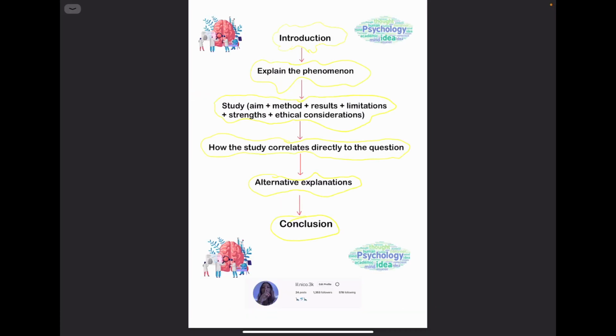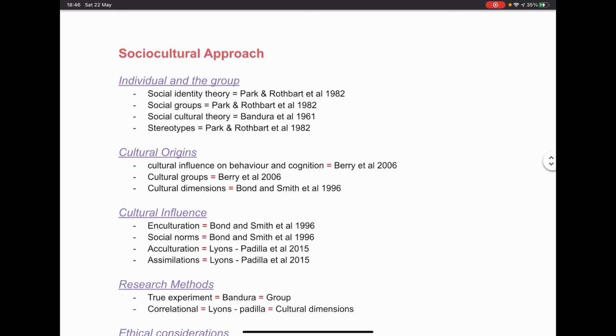Now that we were able to give an introduction, an explanation of the phenomenon, aka genetic similarities, we were able to give a study and how it connects to the question itself. Now we can give an alternate explanation. For this alternative explanation, we can scroll down to the sociocultural approach and we can go to the social cultural theory. The social cultural theory states that individuals learn by observing others.